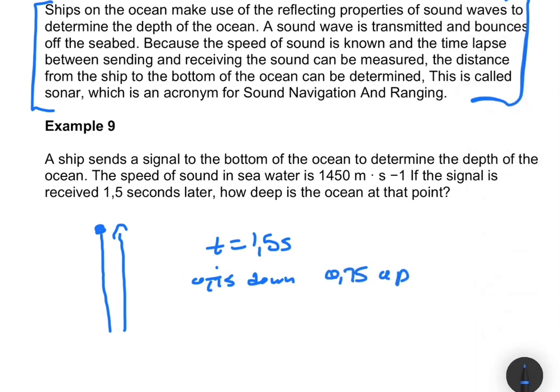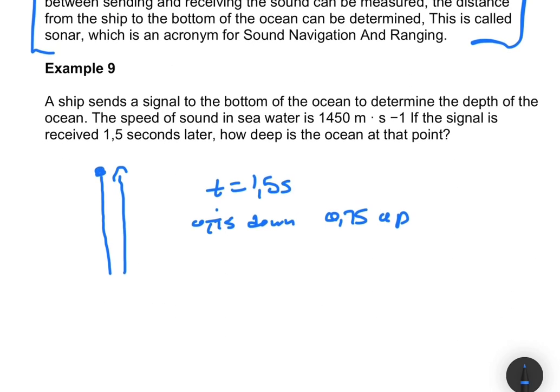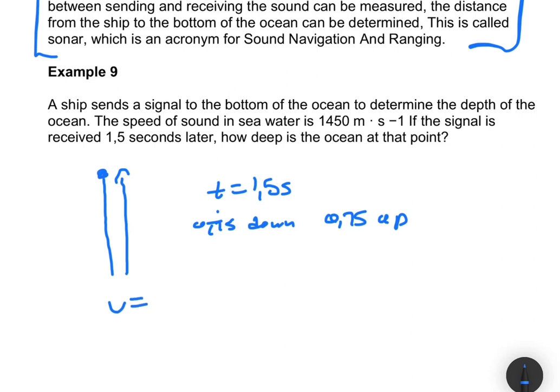And then the question is asking us how deep is the ocean at that point. So we know the velocity that the signal is traveling at, that is 1450 meters per second. And we also know the time it takes to go to the bottom of the ocean. It is 0.75 seconds, or 1.5 divided by 2. That's how the 0.75 comes about.